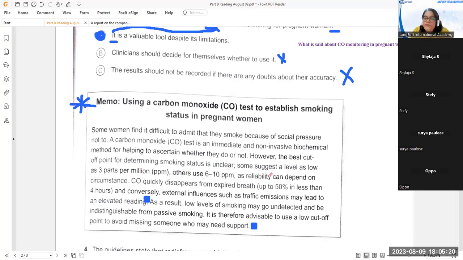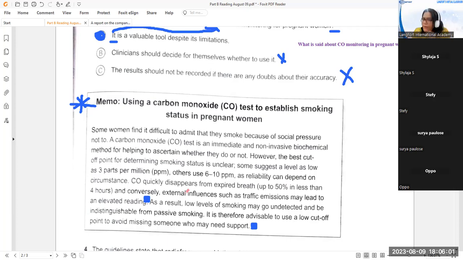Why is there this confusion? Because it's very difficult to trust the reading, as it gets affected by various circumstances. The reliability of this test is connected to the circumstance. That means based on different scenarios, we have problems trusting the test. What are those scenarios? One scenario is when somebody has been exposed to CO poisoning, CO can disappear from their system very quickly. So if they take the CO test, the reading might not be accurate.